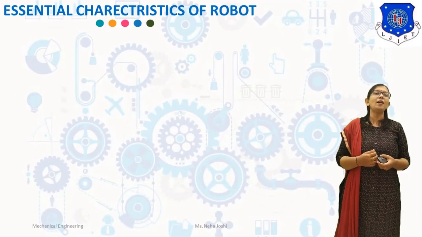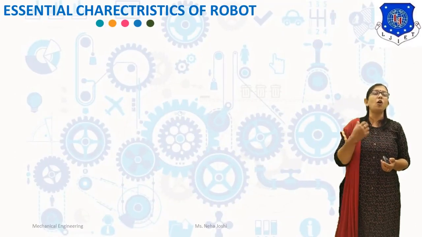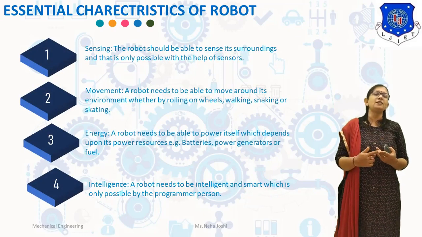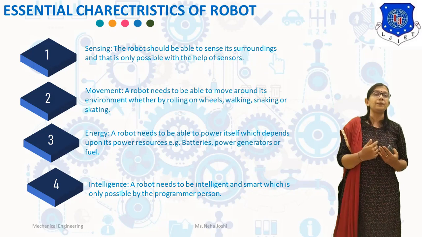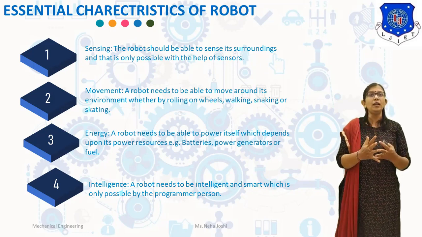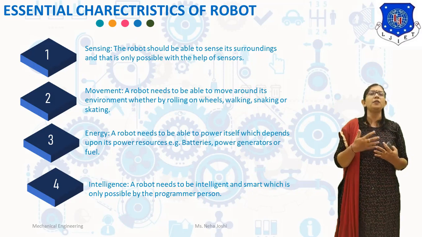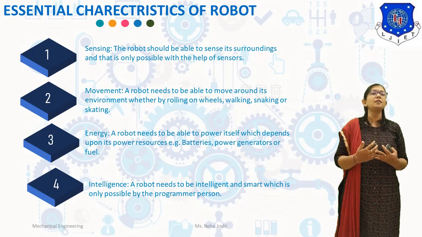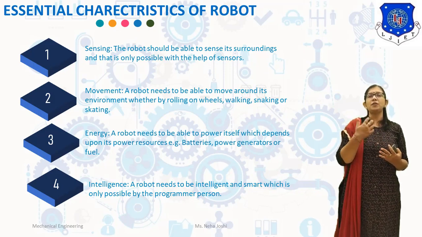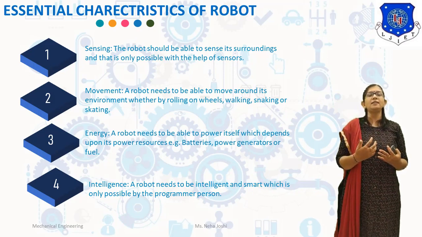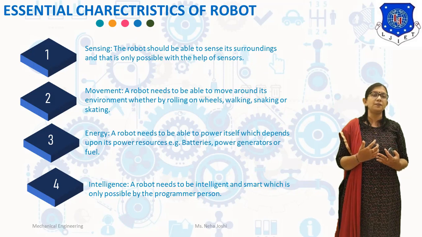Now we will discuss what are the essential characteristics of robots. Now first essential characteristic of robot is sensing. The robot should be able to sense its surrounding, and that is only possible with the help of sensors. For that, different kinds of sensors are used like touch sensors, which are used as hands, then light sensors, then hearing sensors or chemical sensors.